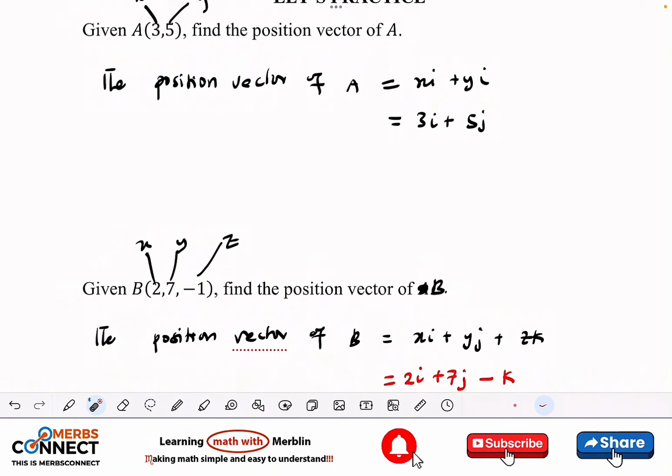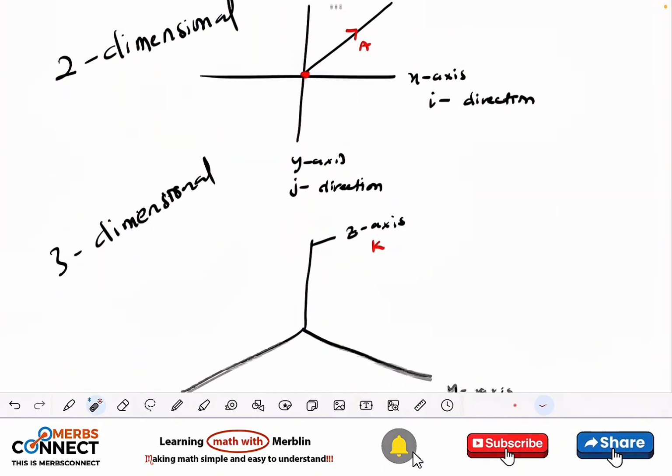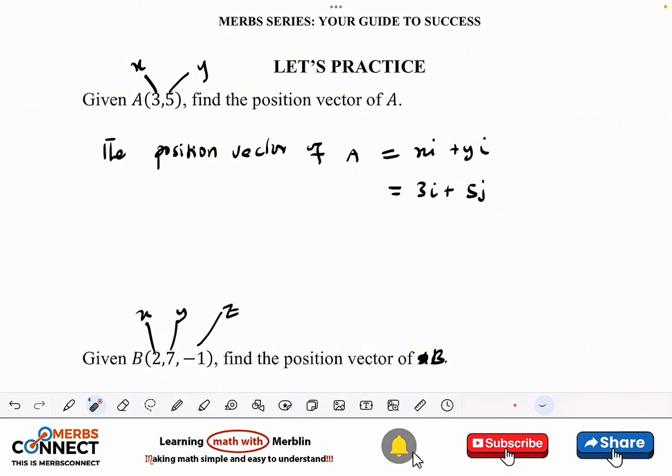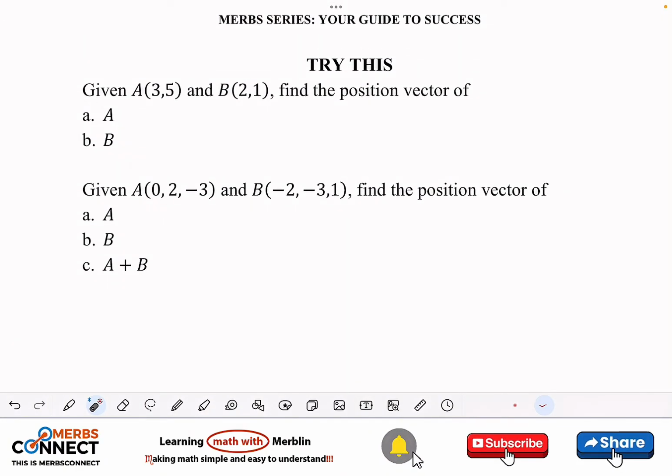It's very simple. What we just need to know is that we are now learning the basics, and then we put all of them together to start learning what we want to do. Now let's see this one here. I want you to find the position vector of A and the position vector of B, which is here. This is the two dimension and this is the three dimension.